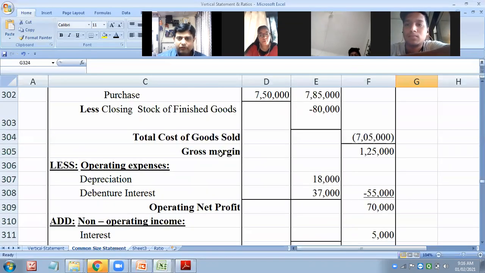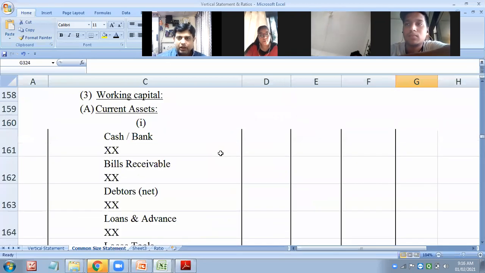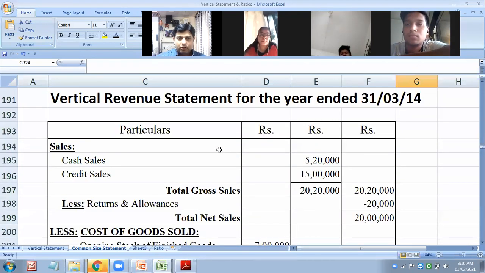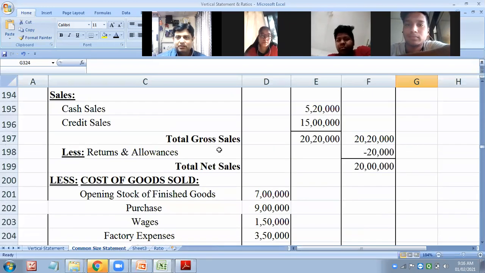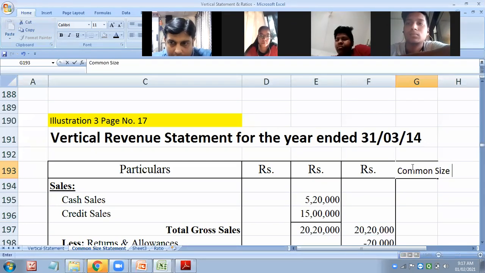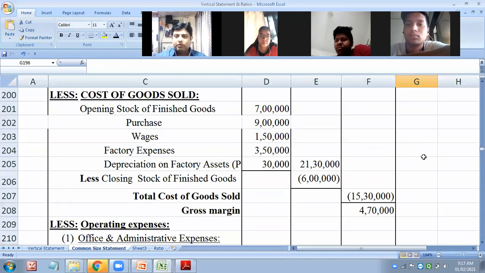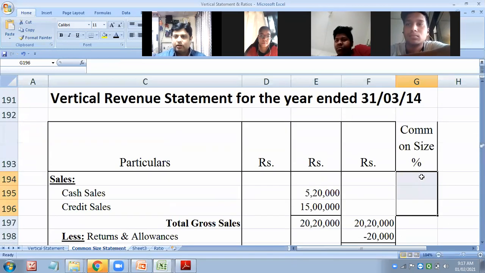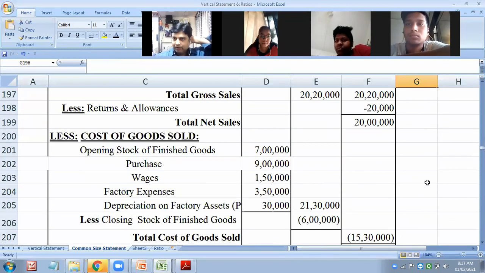So let me take any example which we have solved. Okay. So here sales will be 100. Now I want common size here. So after making all the columns, I will make another column for common size percentage, whereby I will consider sales as 100%.